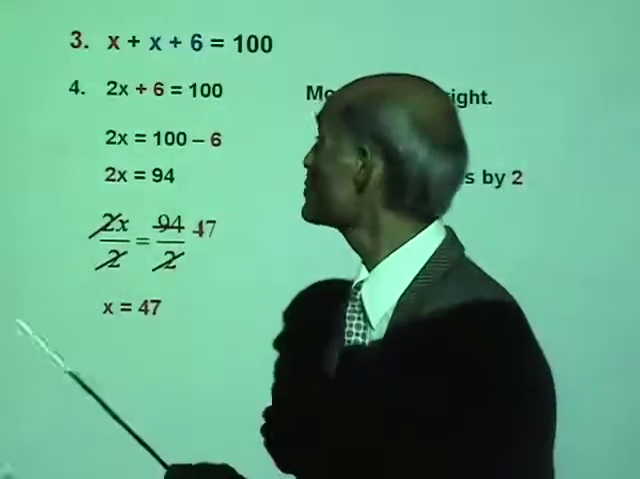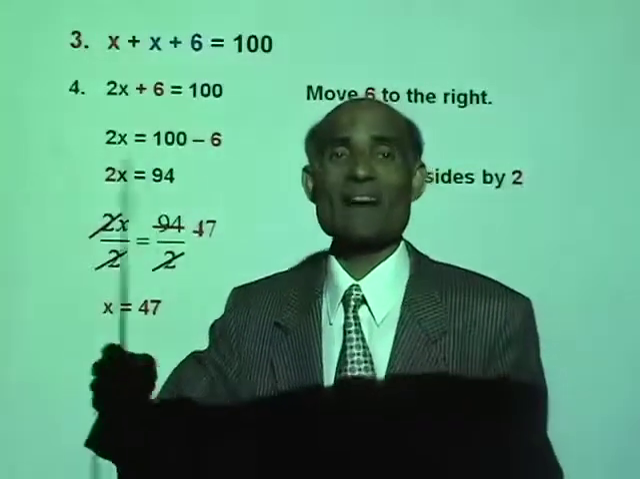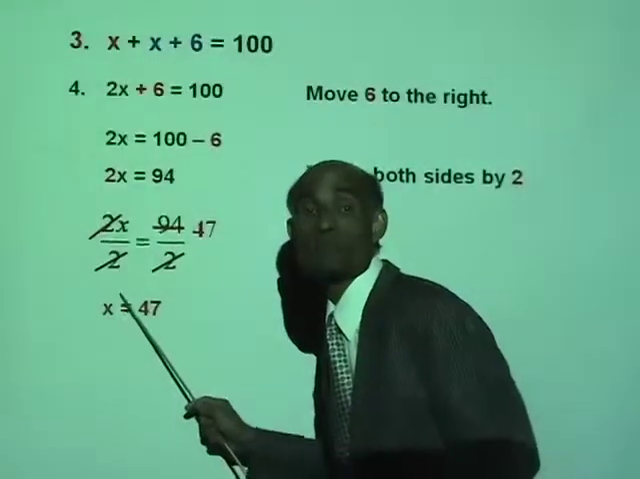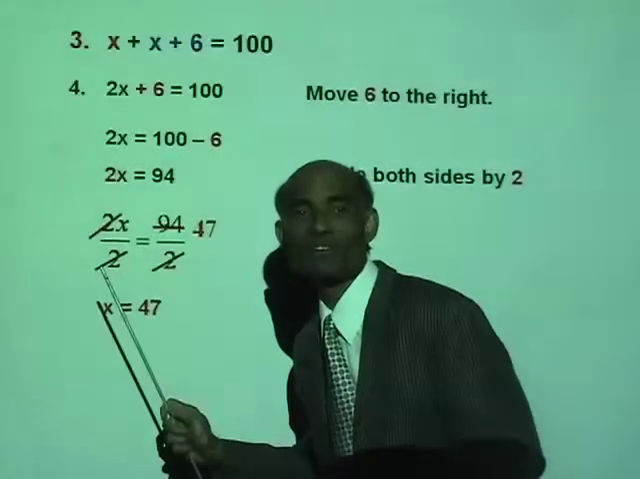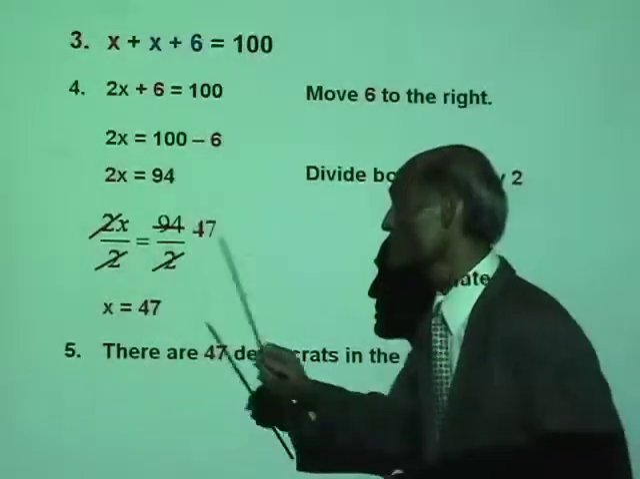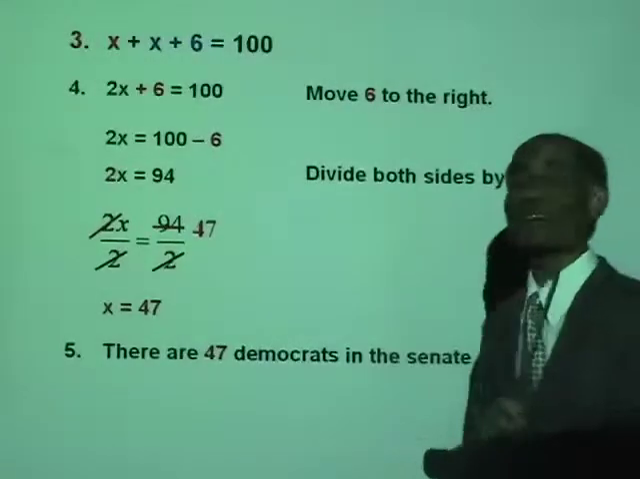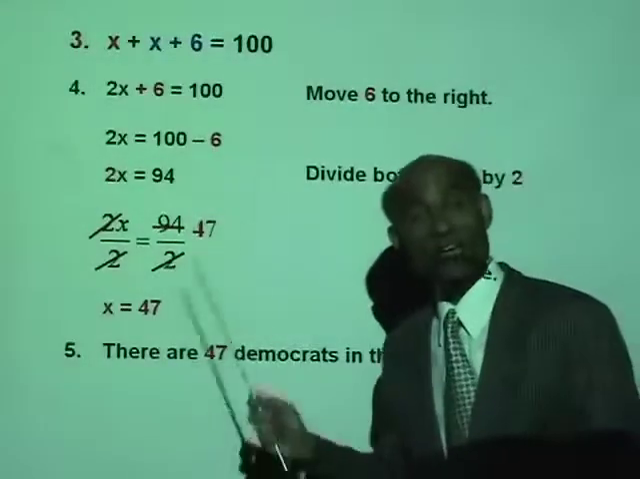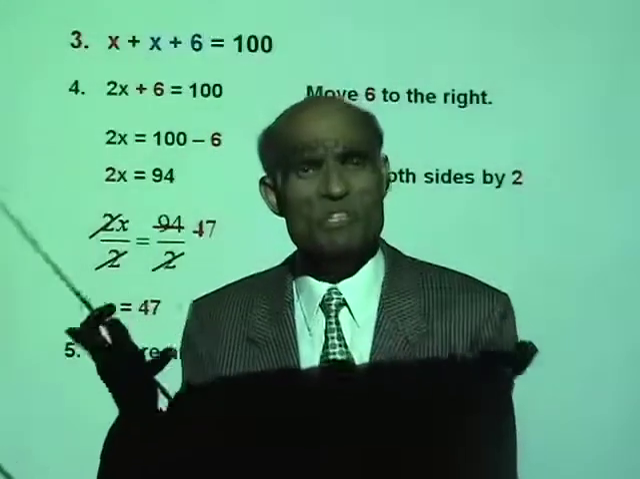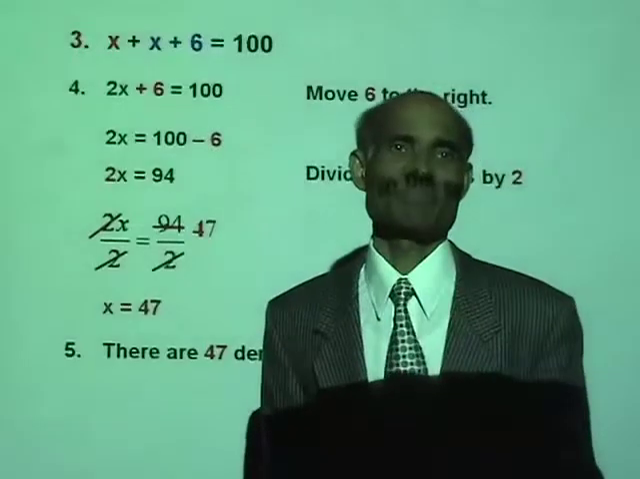The answer is, you need to answer the question, how many Democrats are there? Well, we said the number of Democrats is x. X equal to 47. Therefore, the answer to your question is there are 47 Democrats in the Senate. That is the answer to that question. Alright? Now, this is a very simple way to solve application problems.